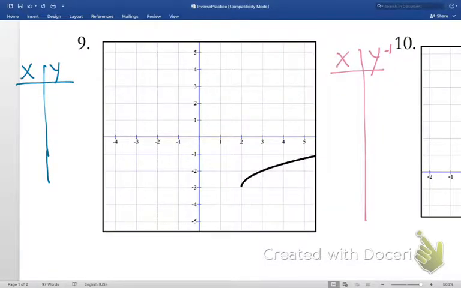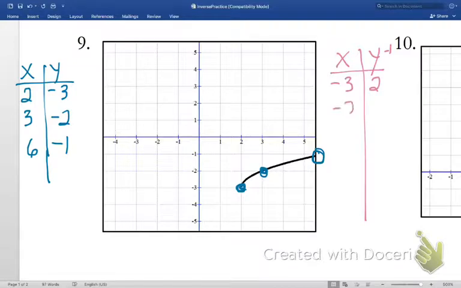Next problem. Same thing, still graphing. Let's find some points. I notice I have a starting point right here. Where's that at? Negative 3 is the y, 2 is the x. So 2, negative 3. It goes through the corner here, so that's 3, negative 2. Okay, do I have another point? Not really, but we could say right out here at 6 that it's at 1. We'll do that, negative 1, so that we can get a full picture. So now switch your x's and y's. Negative 3, 2, negative 2, 3, negative 1, 6.